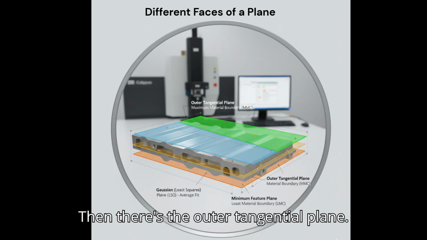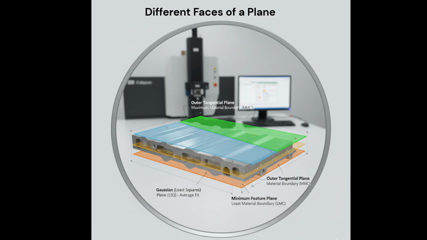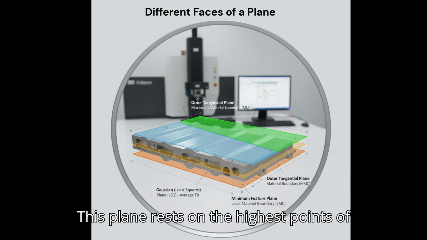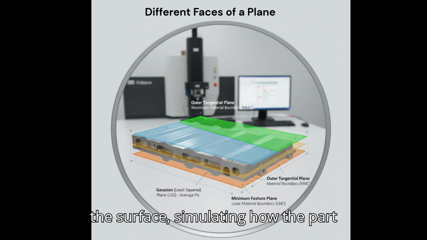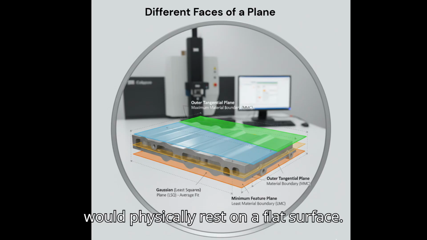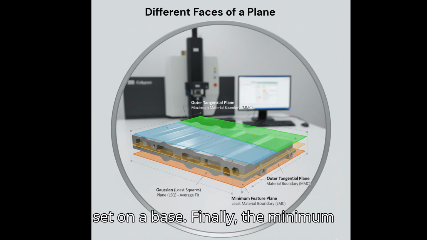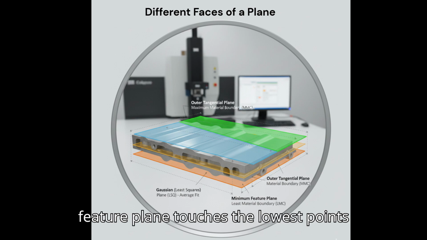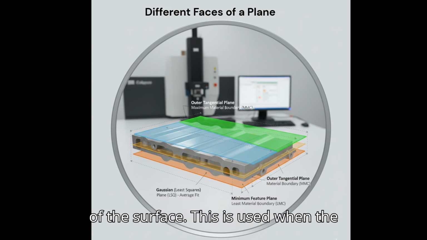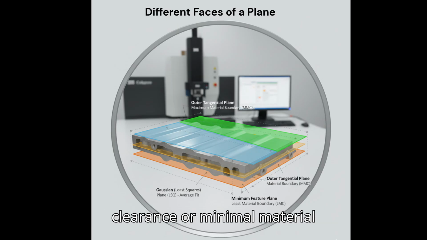Then there's the outer tangential plane. This plane rests on the highest points of the surface, simulating how the part would physically rest on a flat surface. This is crucial for parts that need to be set on a base. Finally, the minimum feature plane touches the lowest points of the surface. This is used when the clearance or minimal material condition is important.